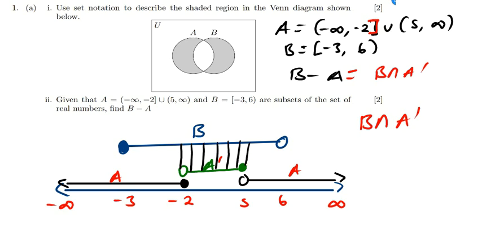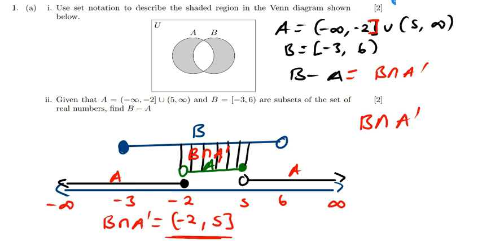Okay, which is negative 2 to 5. So that part is where I'm going to find B intersection A complement. In this case, my B intersection A complement is, since this is not included, I'm going to say negative 2, but this part is included, 5. This is my answer.